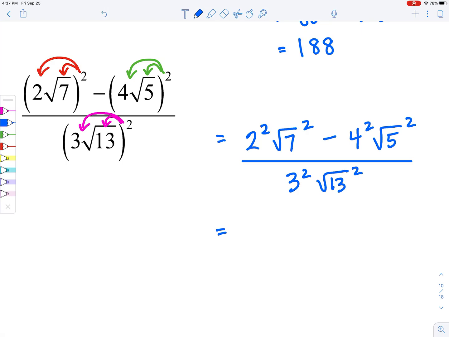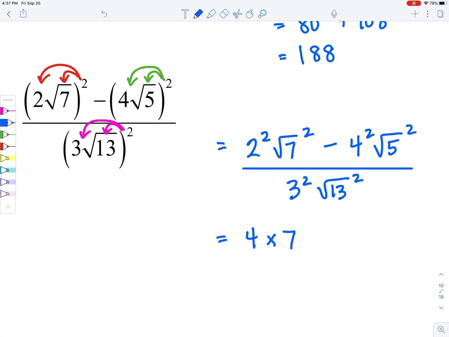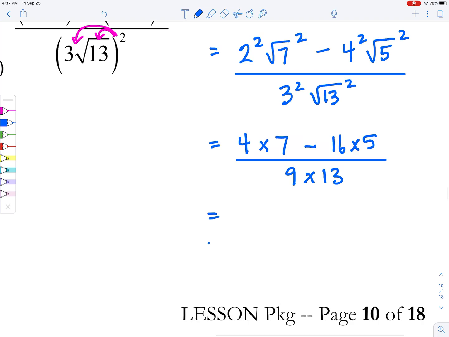So let's look at that numerator. 2 squared gives me 4 times root 7 squared gives me 7, minus 4 squared is 16, root 5 squared is 5. 3 squared is 9, and root 13 squared is 13. So I've got to do some number crunching. So 4 times 7 is 28, minus 16 times 5 is 80, all over 9 times 13 is 117, which gives us, calculator time, minus 52 divided by 117.